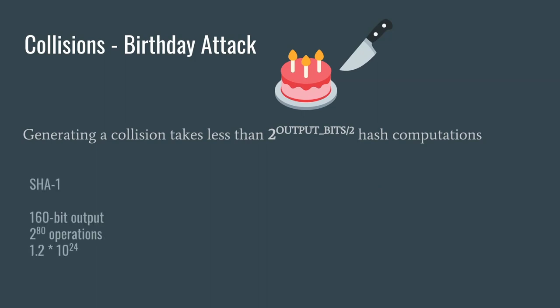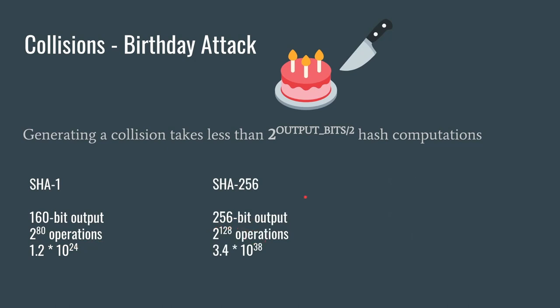So for example, if we're talking about the SHA-1 algorithm, it has 160-bit output. We know that an upper bound for the number of operations to break this is 2 to the 80, which is around 10 to the 24 power, or a 1 with 24 zeros after it. With 256, we have 256 bits output. This is 2 to the 128 operations, or 10 to the 38. And SHA-512 goes all the way up to 10 to the 77.